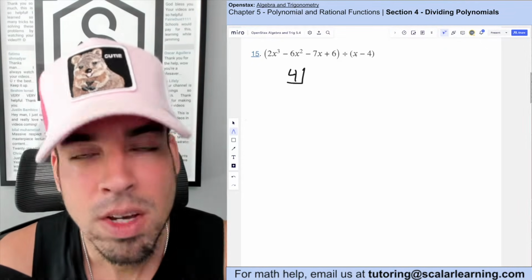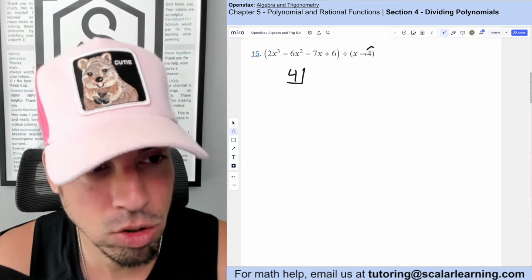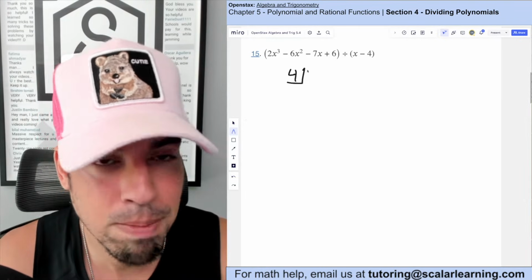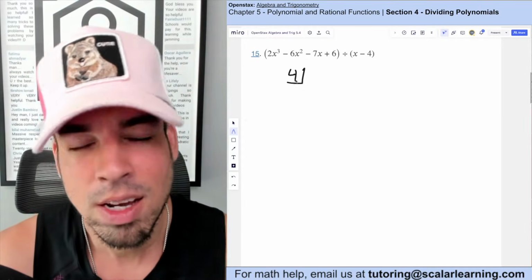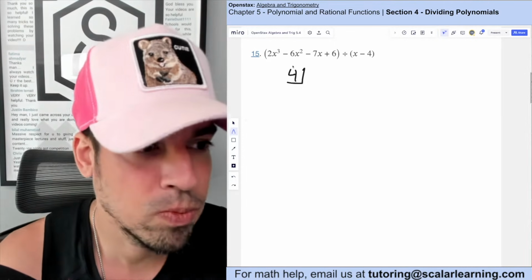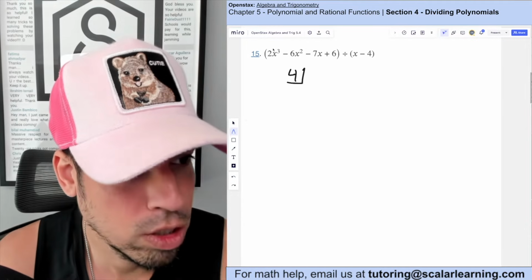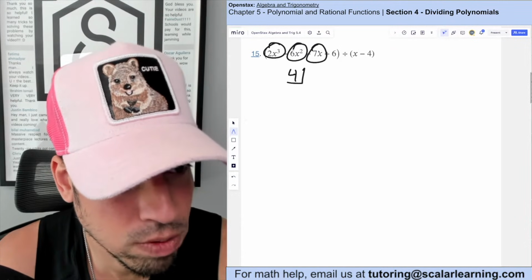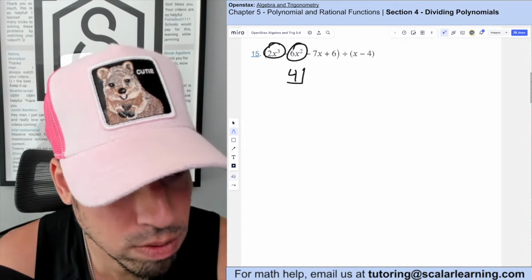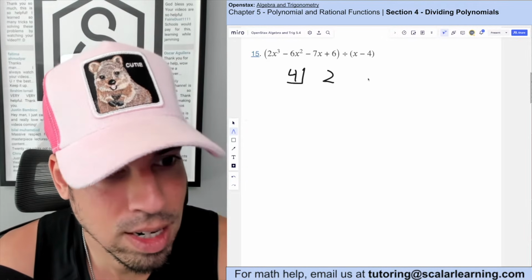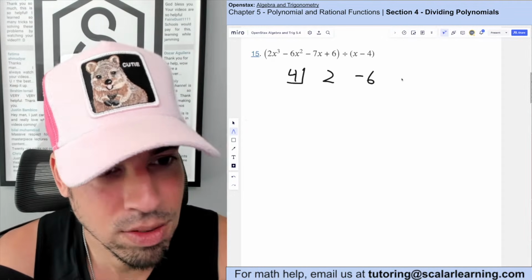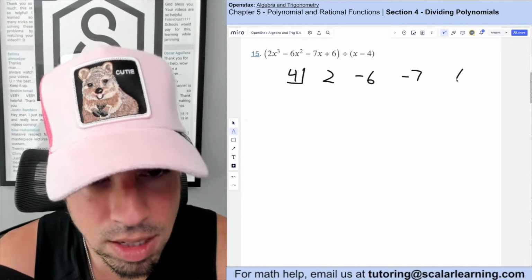Another way to think about it is it's always x minus something, so whatever comes here, you're going to put in that box. If it was x plus 2, you'd actually put a negative 2, but we'll see an example like that in a later problem. So we put that there. Then what do we put over here? We put the coefficients of each of these terms in that order of degree, right? So x cubed, that 2 goes first, then that negative 6 goes second, negative 7 goes third, and then the constant at the end, 6.